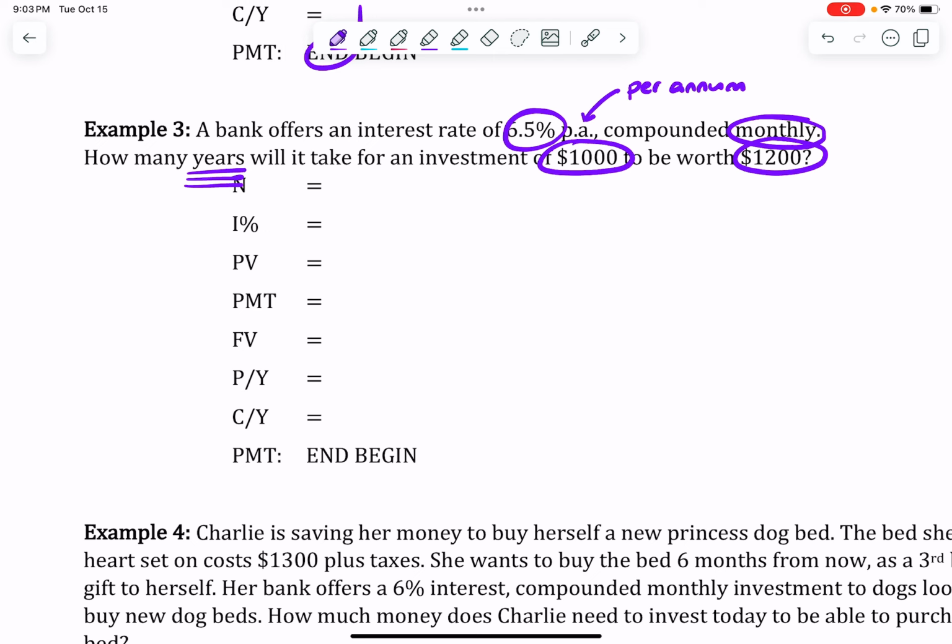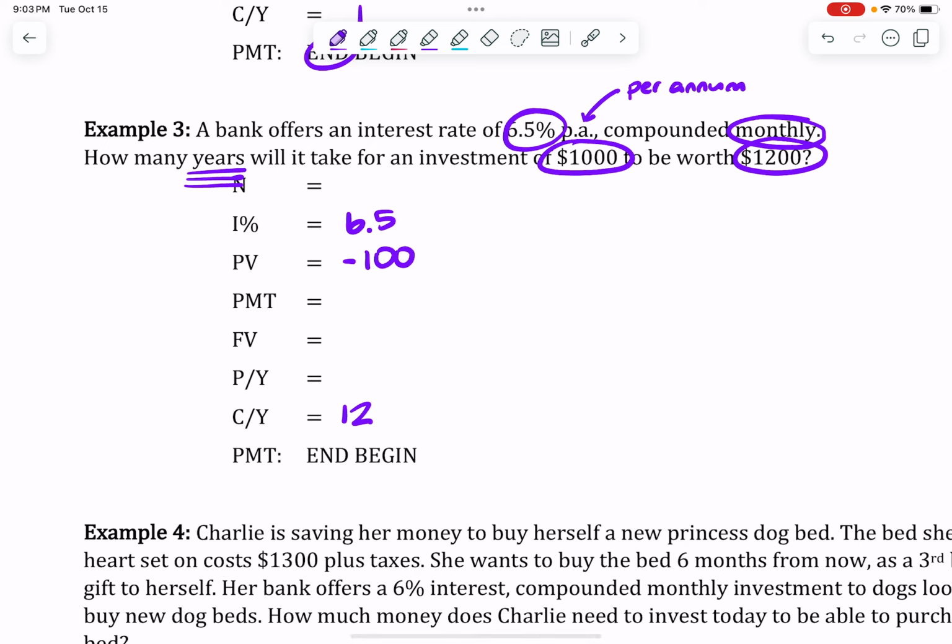And welcome back. So, our first go-tos are I% and compounding per year. In this case, I% is 6.5. Compounded is monthly. Monthly occurs 12 times per year. That $1,000 is an investment. It is leaving her wallet and going into an account. And so that's going to be negative and is a PV.